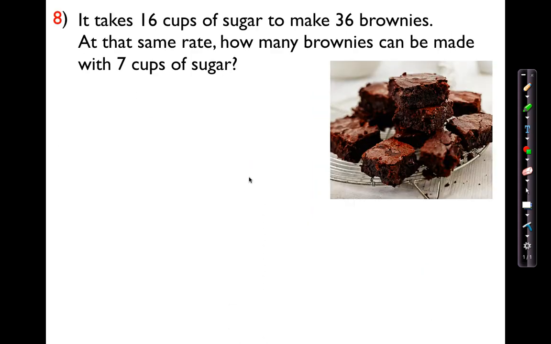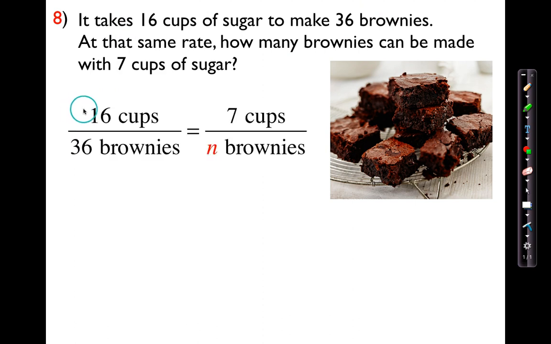Okay, so let's take a look at number 8. It takes 16 cups of sugar to make 36 brownies. At this rate, how many brownies can be made with 7 cups of sugar? Okay, so here I'm going to go ahead and show you both ways once again. One way is to first set up a ratio and say, okay, there's 16 cups for 36 brownies. So here you go. And then for the 7 cups of sugar, notice it matches up with cups in the numerator. We don't know how many brownies, so we went ahead and said n number of brownies.